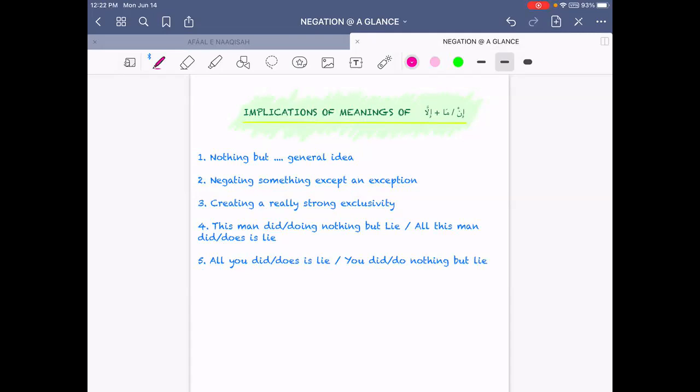This is not the form of sentence that we did, exclusive sentences. That is not what is being talked about here. It's just that the meaning makes it exclusive. This man did or is doing nothing but lie. All this man did or does is lie. So there are multiple ways of translating a single formation in negation or in any other form of sentence. And that is being done in the compound isms that we're doing.